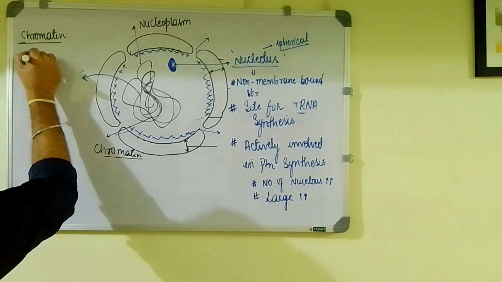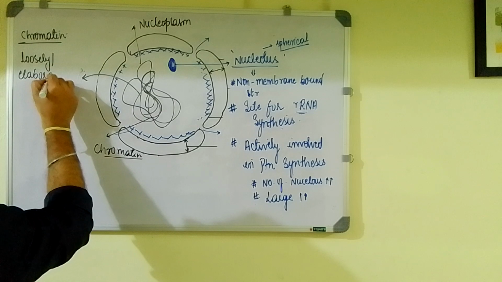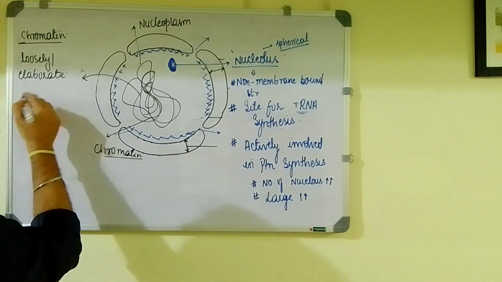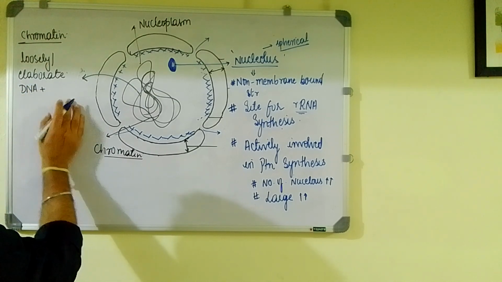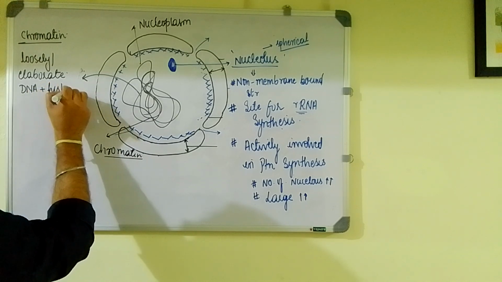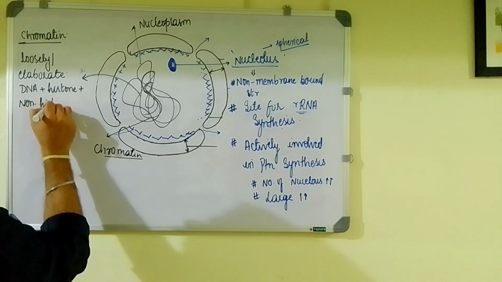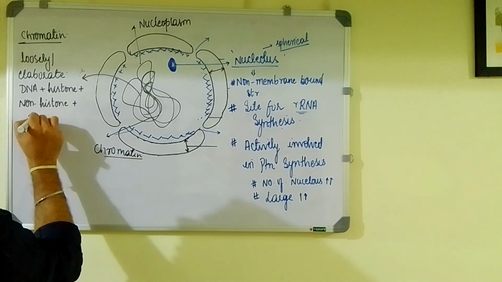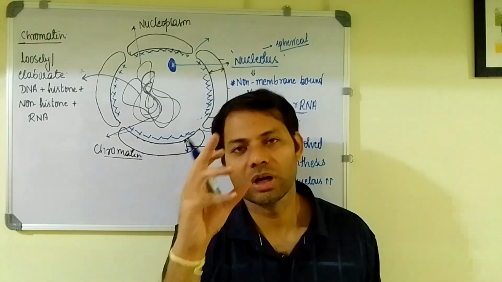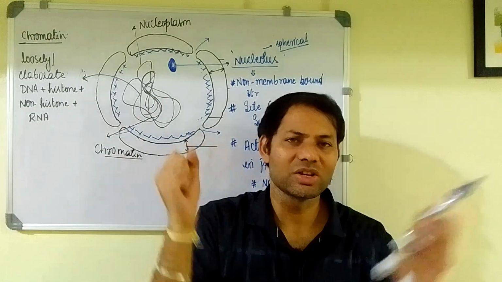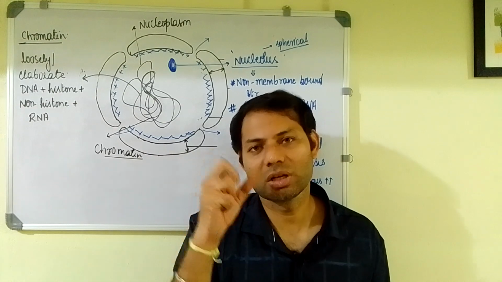Chromatin is an elaborate structure which is having what? DNA in it. Along with DNA, it is having some proteins which are called histone proteins. Along with histone proteins, it is having one more kind of protein which is called non-histone protein, along with RNA. So chromatin is a loosely arranged thread-like structure. When you look at a ball of wool, how is it arranged? It is just a loosely arranged structure. That loosely arranged thread-like structure is called chromatin.